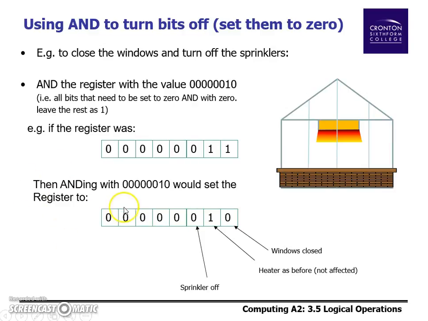Okay, so we've got 0, 0, 0, 0, and then 1 and a 1 would be true, but a 1 and a 0 is false. Okay, so that would set it so the sprinklers were on. Sorry, the heater was on, but the window's closed.